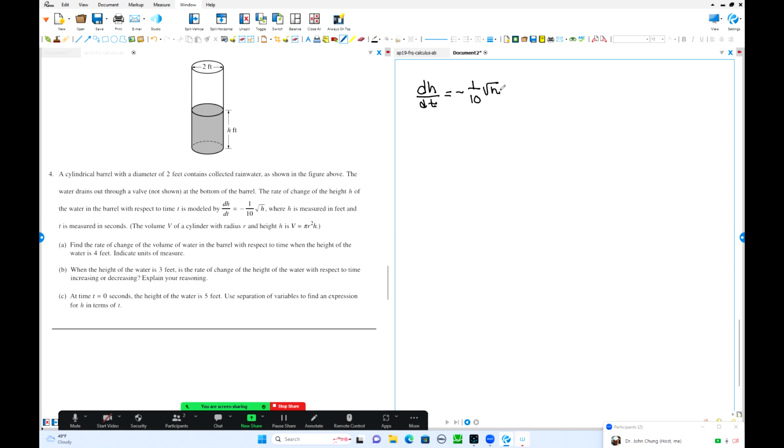The volume of a cylinder is given by, you have to memorize this, okay? Pi r squared times h. That's the volume of a cylinder.